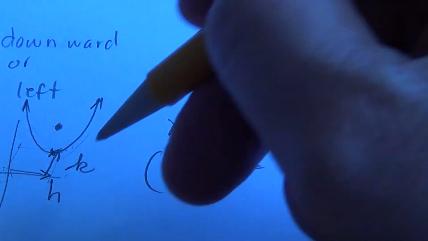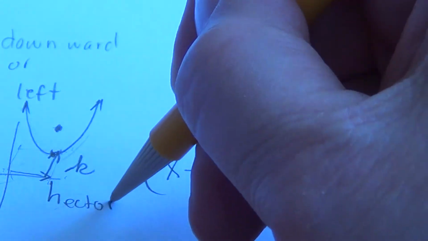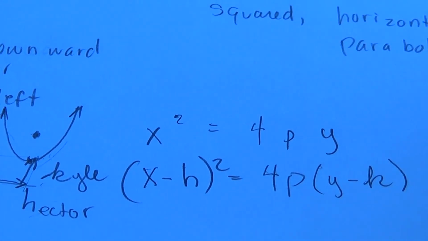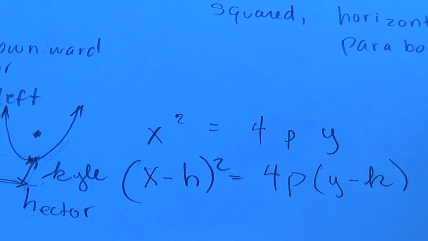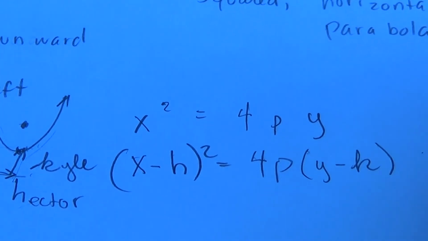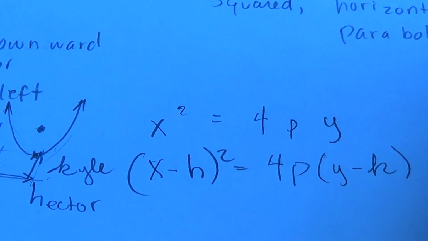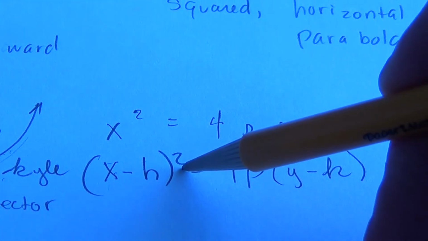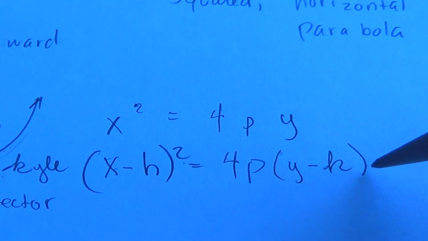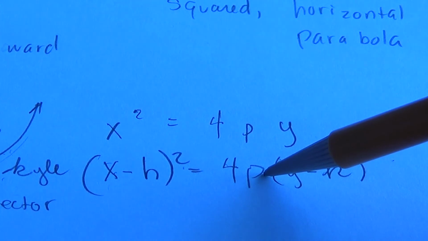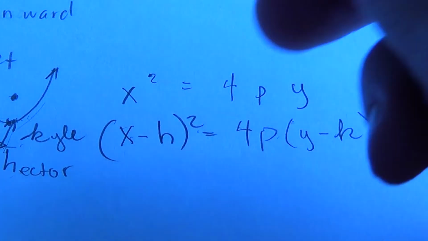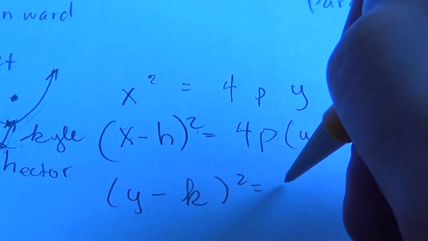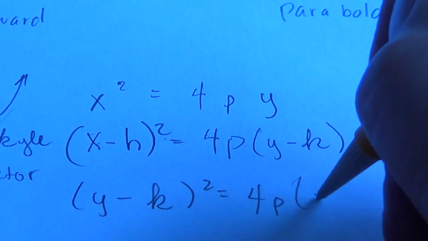So we used to call these Hector and Kyle. That's just my class, not any other class, because Hector and Kyle would like to come out and play a lot. So here's how they come out to play with parabolas. And that goes the other way. Again, since the x term is still the squared term, that means it's a vertical parabola. It opens up or down, depending on whether p is positive or negative. And the other way is y minus k, quantity squared, equals 4p times x minus h.